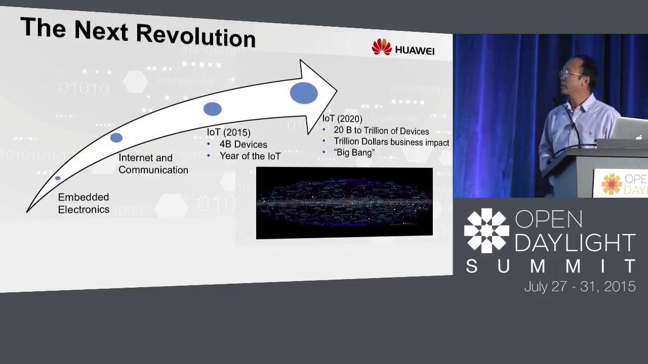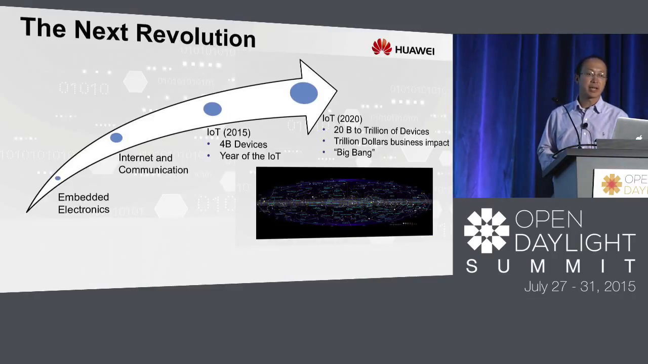A lot of people have already heard of IoT. We think IoT is not just three simple letters, because it represents the next generation of revolution. Thirty and forty years ago, Silicon Valley started from embedded electronics, then moved from the internet boom to data communications. This year, 2015, we think is the year of IoT, because there are already 4 billion devices being connected to the world from an IoT aspect. Beyond that, a lot of companies are starting to explore and deploy IoT solutions in the real world. By 2020, an estimated 20 billion to a trillion devices will be connected into the IoT world, and that will generate trillions of dollars of business impact.